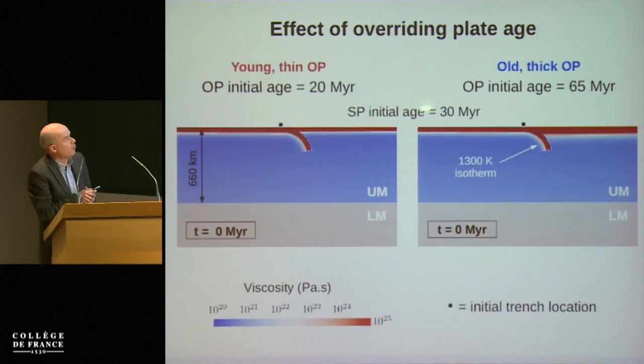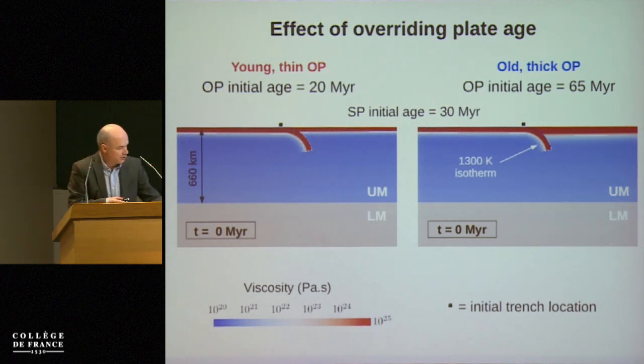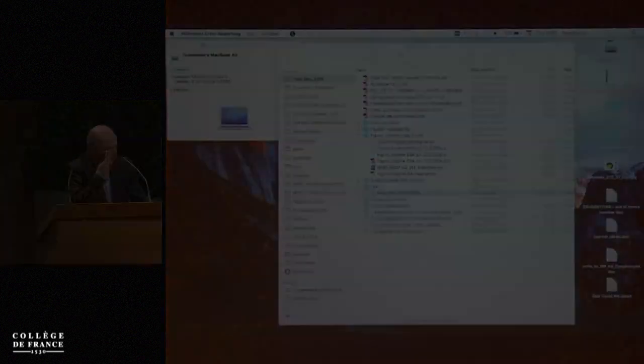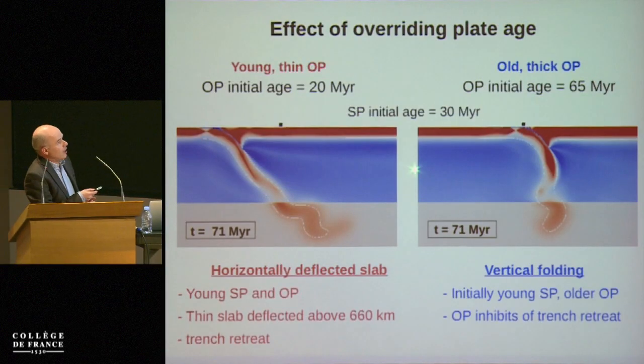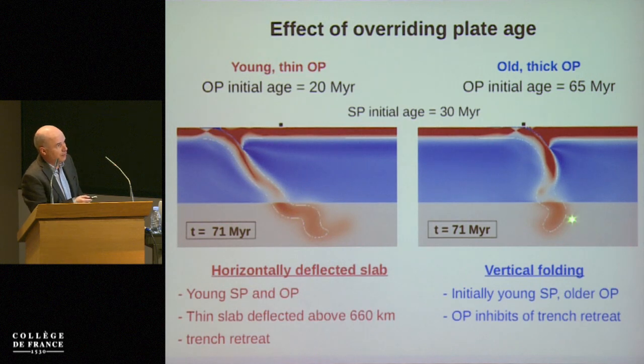So now let's compare that with keeping the subducting plate age the same and changing the overriding plate age. I'll go straight to the end of this case. And basically, even though they had the same subducting plate age, they look different once they enter into the lower mantle. This one is very much like the other one we saw, a vertically folded case. This one is very much like the other, inclined, and it was horizontally deflected in this case before it entered. So we give it a slightly different title, horizontally deflected case.